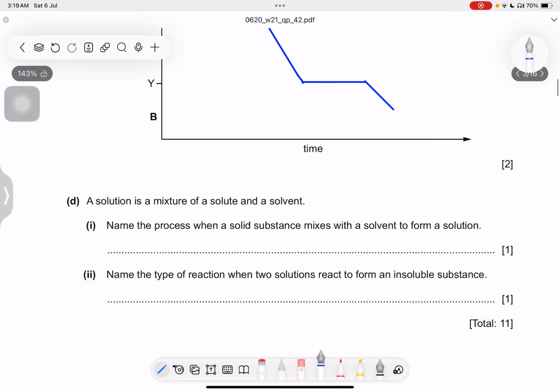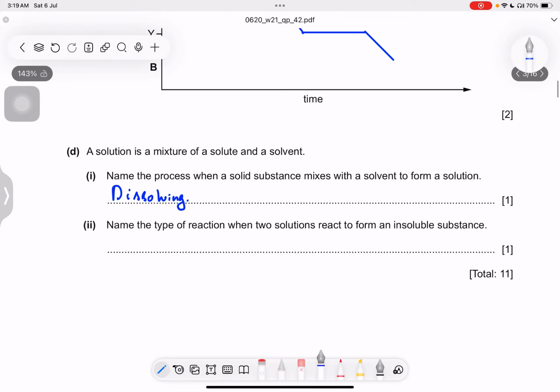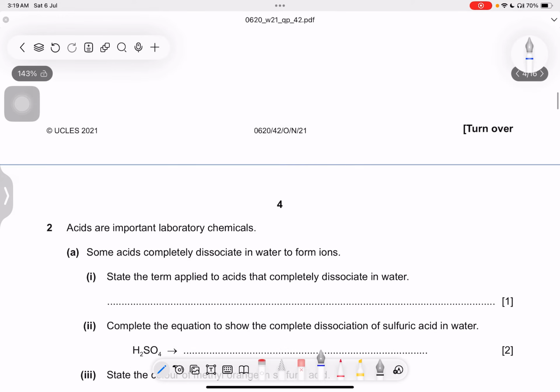A solution is a mixture of a solute and a solvent. Name the process when a solid substance mixes with a solvent to form a solution. So dissolving, for example, sugar dissolves in water. Name the type of reaction when two solutions react to form an insoluble substance. This is precipitation. Because a precipitate is formed, this insoluble substance is in the form of a precipitate.